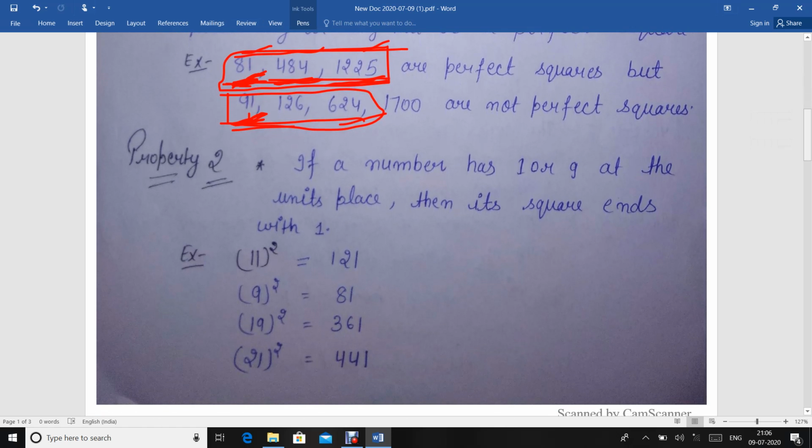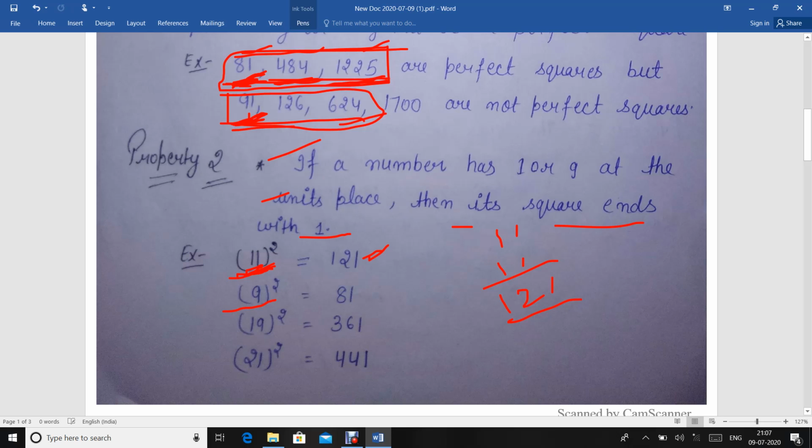It is saying that if a number has 1 or 9 at the unit place, then its square ends with 1. You can see the example here. 11, the square of 11 is 121. You can multiply 11 and 11, you will get 121. Now you can see that 11 contains 1 in the unit place, and 121 also contains 1 at the unit place.